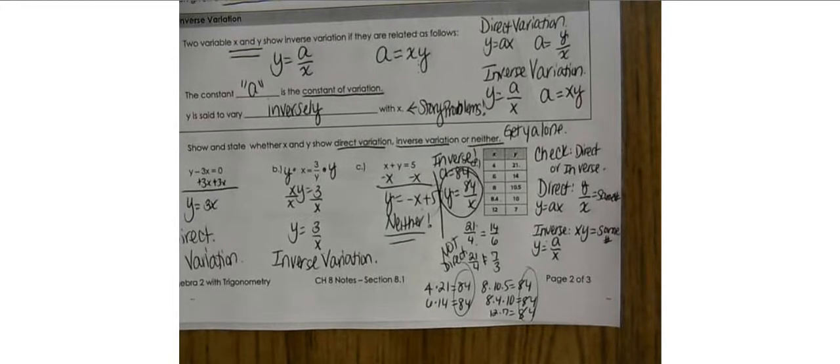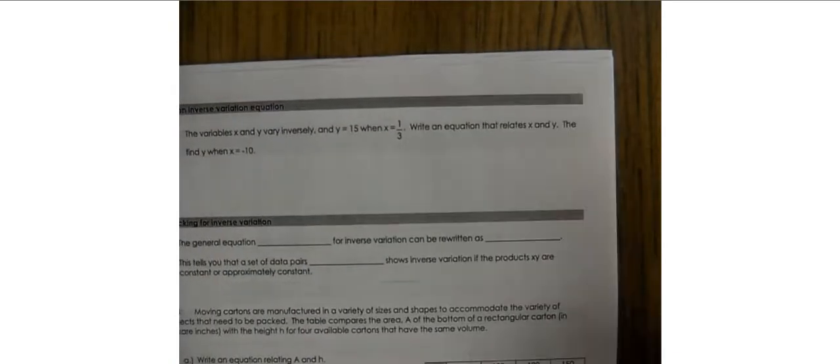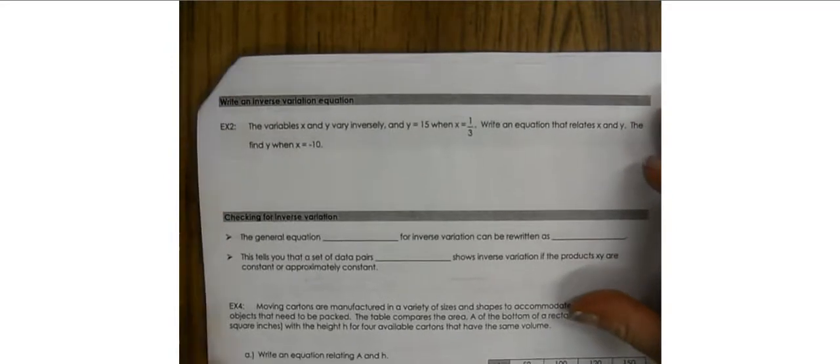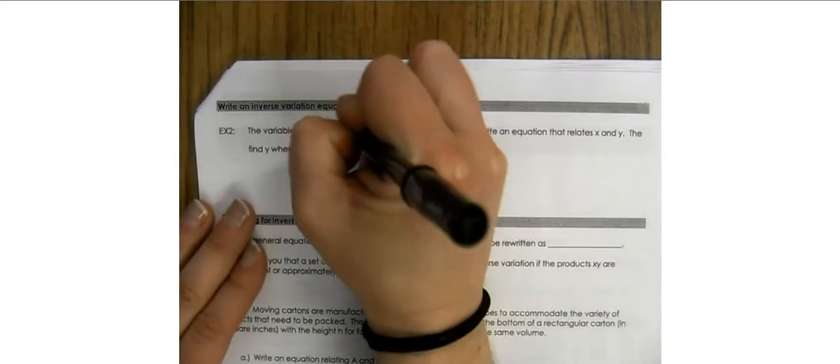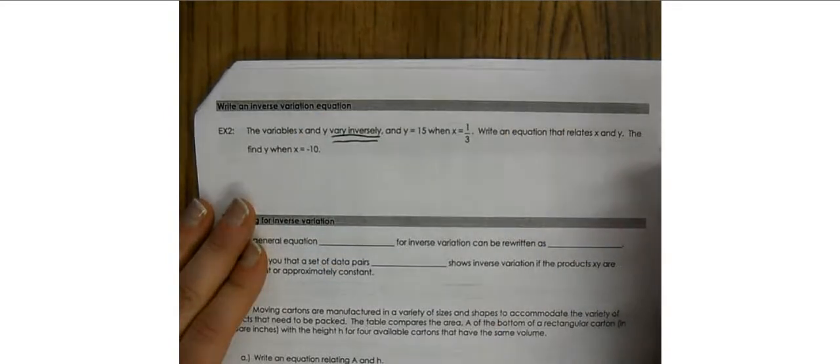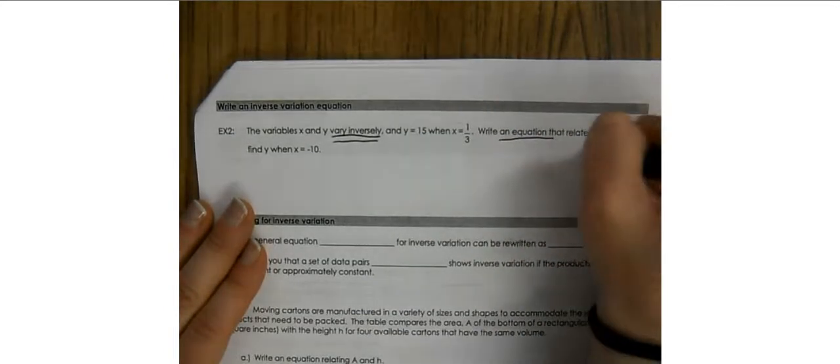All right, we only have a couple more examples and then we are finished for today. Let's go ahead and flip the page. For example number 2, it says the variables x and y vary inversely. So x and y vary inversely, and y is equal to 15 and x is equal to 1/3. We want to write an equation that relates x and y, and then we want to find y when x is equal to -10.